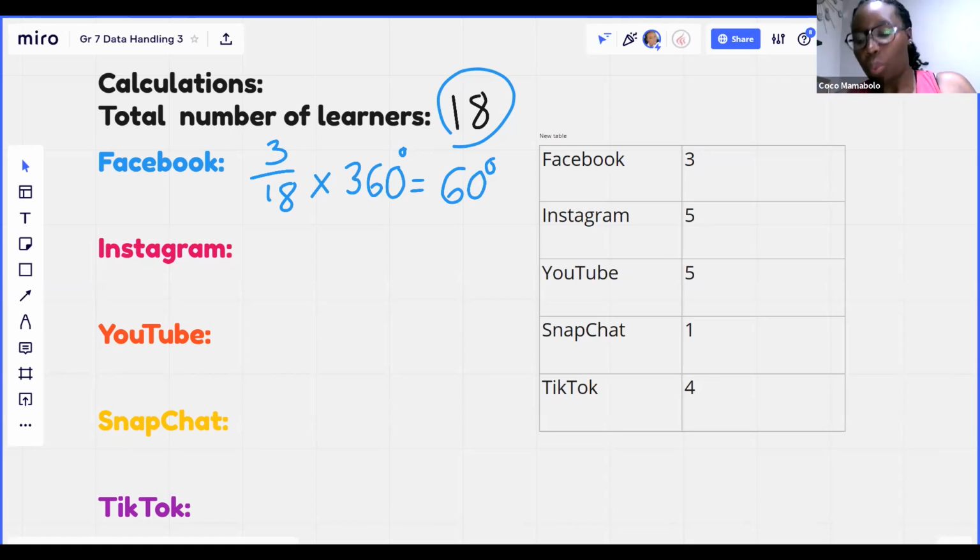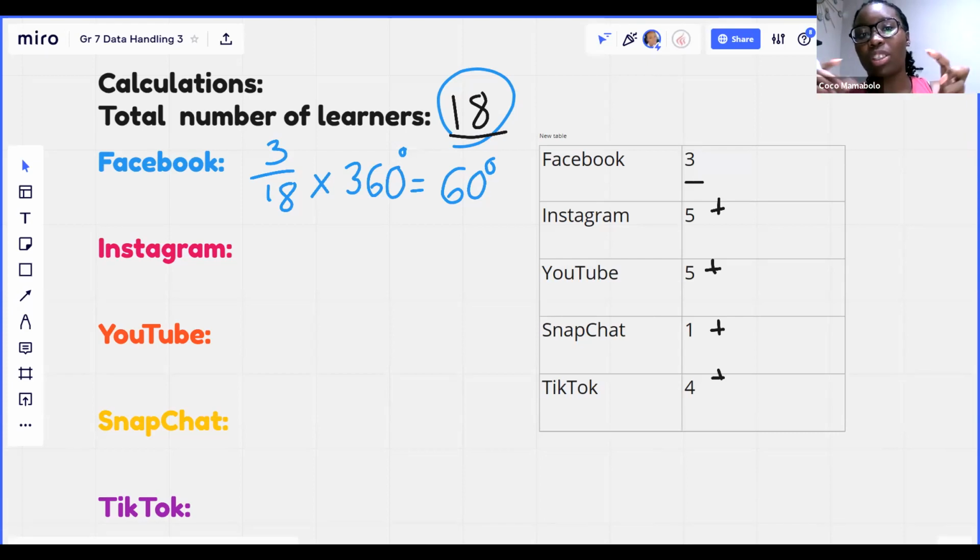First thing we do is we calculate how many learners actually took the survey. So we're going to take Facebook's numbers and add Instagram, add YouTube, add Snapchat and add TikTok. So that's going to give us how many people took the survey. Right, so we've got 3 plus 5 plus 5 plus 1 plus 4. And that's going to give us 18. That's the total number of learners who took the survey.